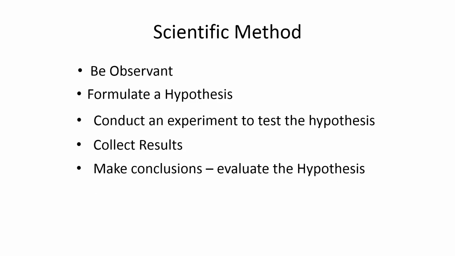Then we get to make conclusions and we get to evaluate our hypothesis. When we evaluate the hypothesis, we may find that the hypothesis was correct. We may find that the hypothesis needs modification. We may find that we need to go back to the drawing board. What we're doing is we're trying to gather more information, be observant, and try to conduct this scientific experiment. Scientific method becomes this process by which we evaluate things.